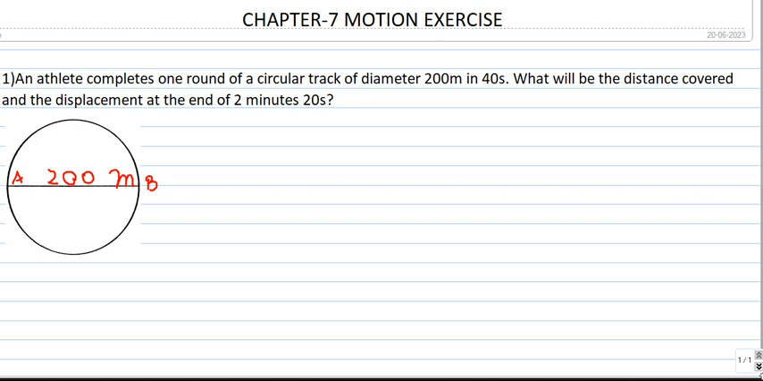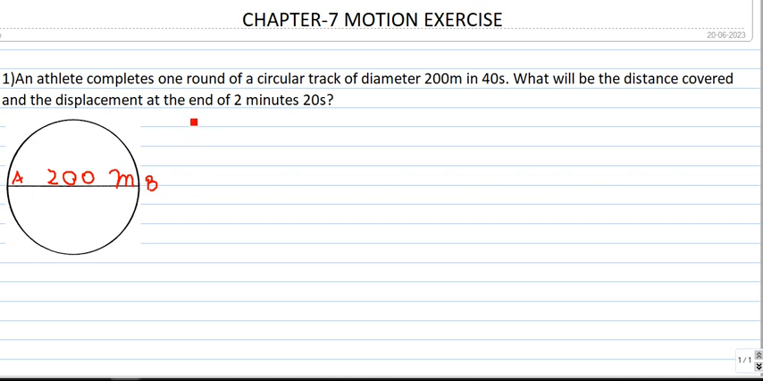An athlete completes one round of a circular track of diameter 200 meter in 40 seconds. What will be the distance covered and the displacement at the end of 2 minutes 20 seconds? If you see, this sum is very similar to question number 2 given in page number 74. There we saw a farmer moving along a boundary of a square field. Instead of a square field, here we have a circular track. Otherwise, the sum is the same. So we will go to the sum.